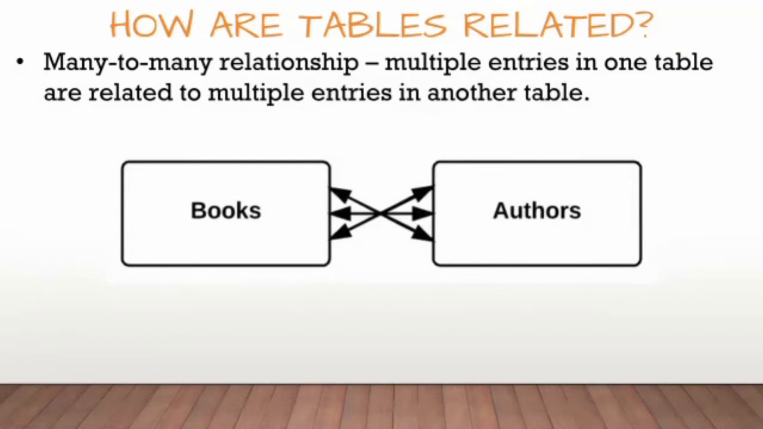Many-to-many relationship refers to multiple entries in one table that are related to multiple entries in another table. So you can have books written by many authors and many authors who write many books. Does that make sense? Yeah.